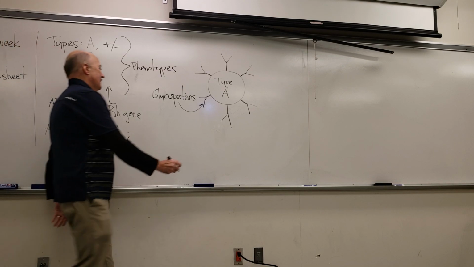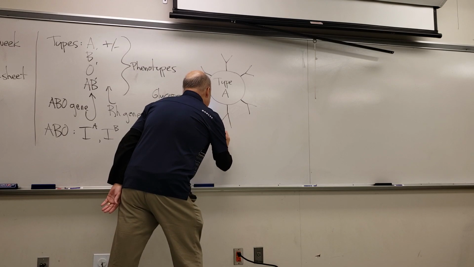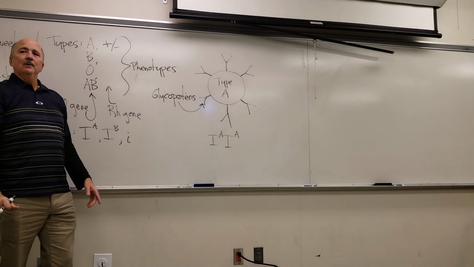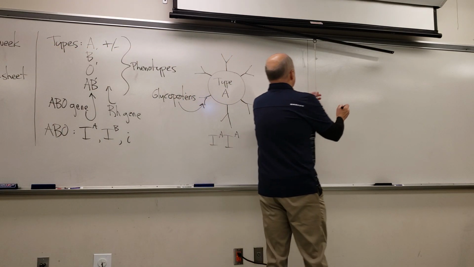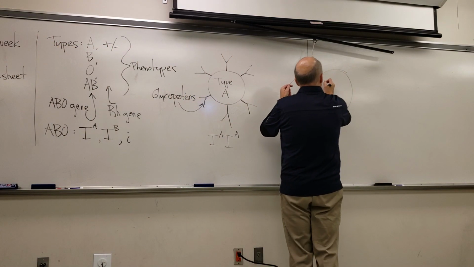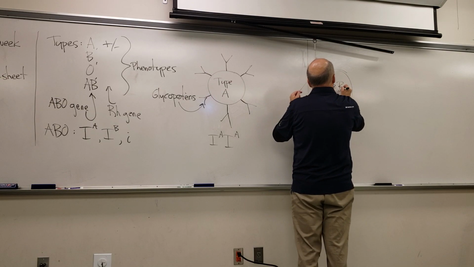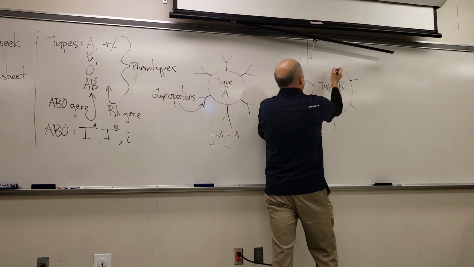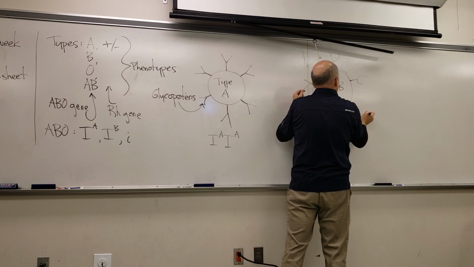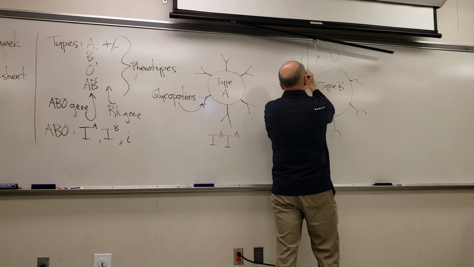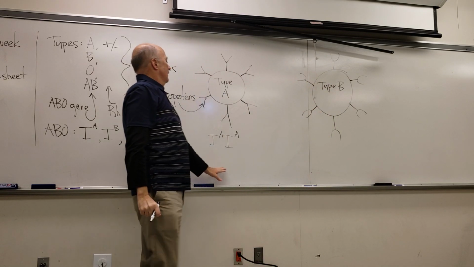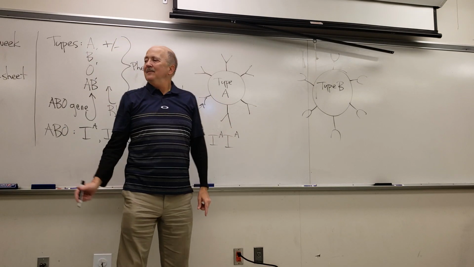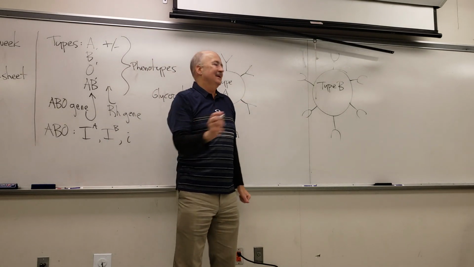IA, IA. So the genotype for that can be this. That will give us what I just drew. If we have instead someone who's type B, they again will have antigens, but they're going to be shaped a little bit differently, maybe like this. What could be the genotype for that person based on this? IB.